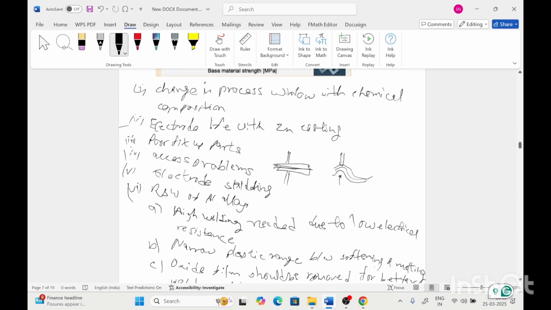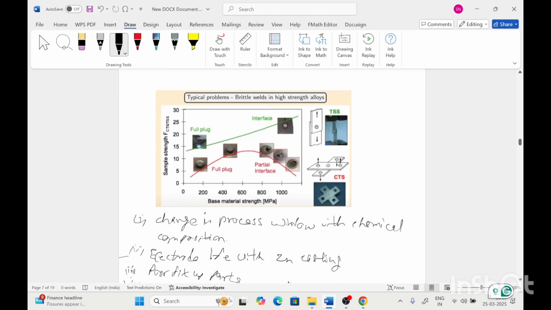So these are the typical problems faced in resistance spot welding, and the variation of the sample strength with base material strength, resulting in different failure features, is shown in this picture. As the base material strength is increased, there are two types of test. In the first test, the base material strength is also included in the test. This is shown in green color. With low base material strength, full plug failure occurs, meaning the plug ratio is high, with high sample strength.